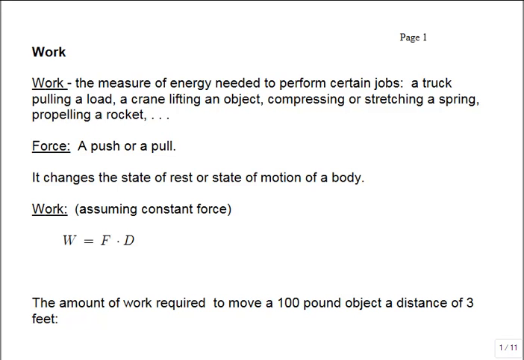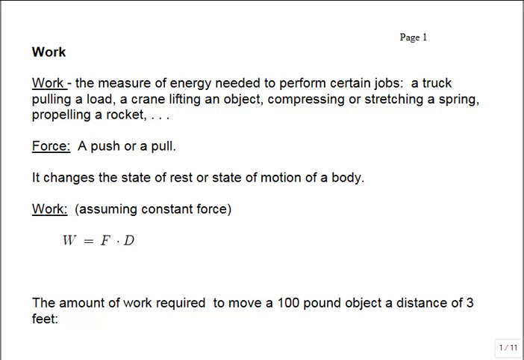Work is the measure of energy needed to perform certain jobs, like a truck pulling a load, a crane lifting an object, compressing or stretching a spring, propelling a rocket, etc. And when you talk about work, you need a force. A force is a push or a pull. It changes the state of rest or state of motion of a body.